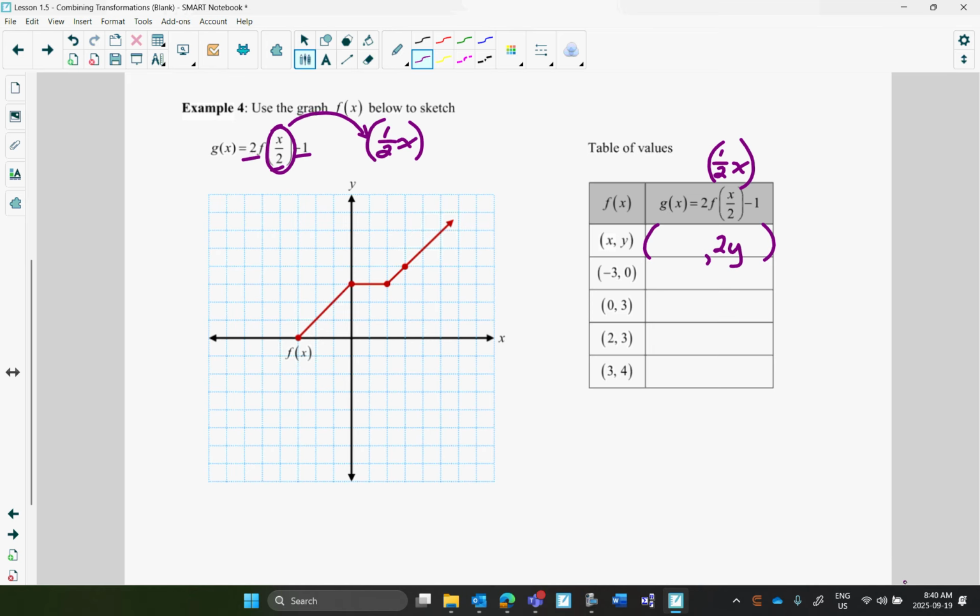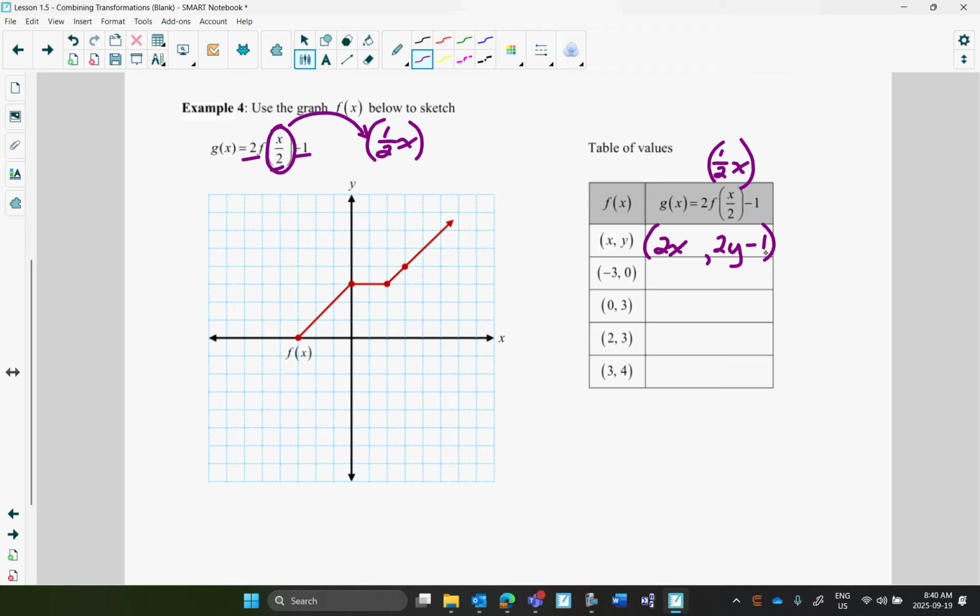This. Horizontal stretch by a factor of 2. So horizontal affects the x, which means every x must get multiplied by 2. And this one? Okay. So it's a vertical shift. Down 1.